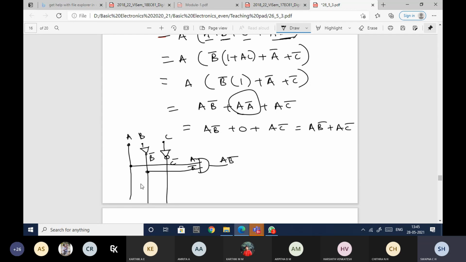Next A, C bar. Give it to the AND gate. So A C bar. Now I need to have OR operation between both of them. So I'll give it to the OR gate, so that my output will be A B bar plus A C bar.